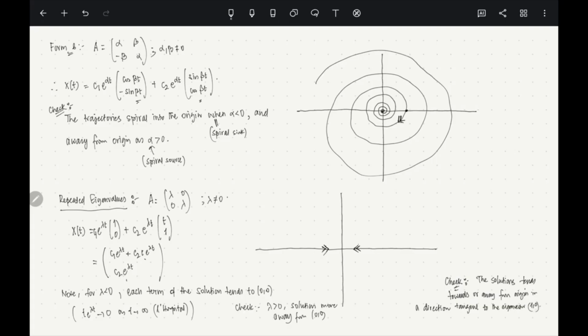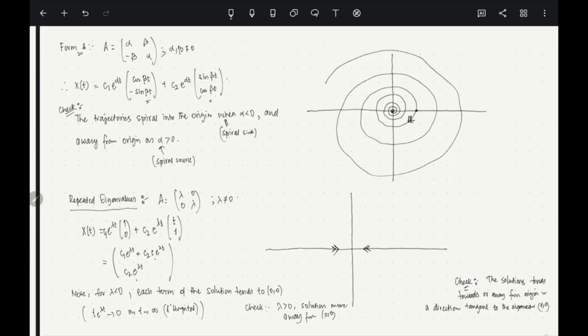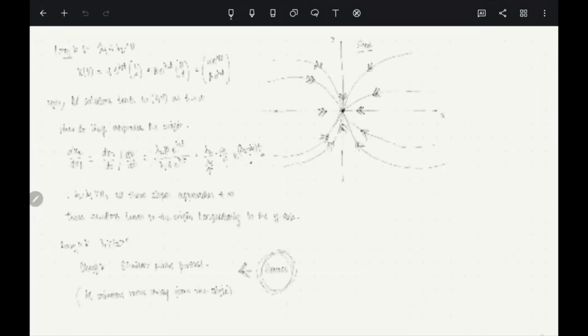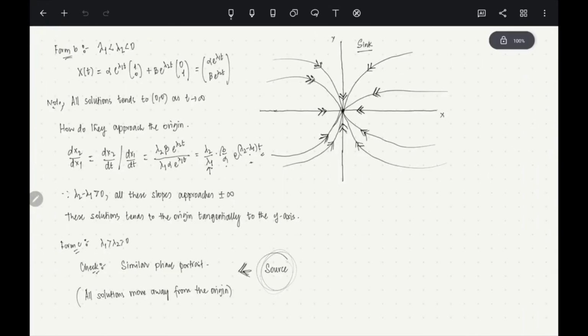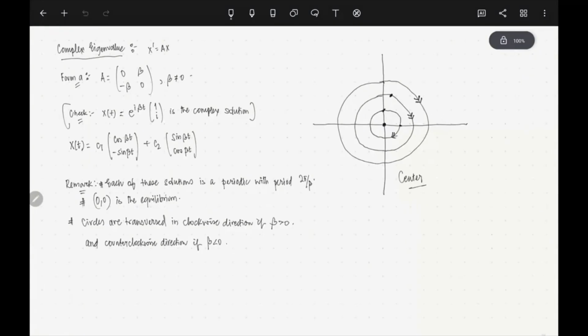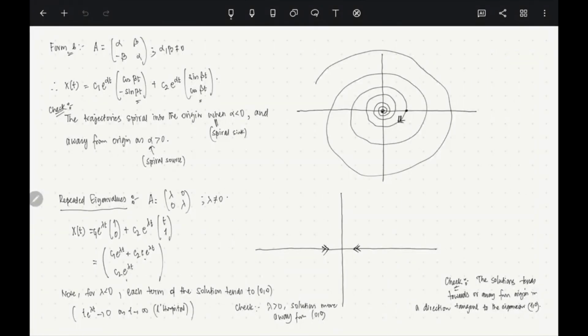Okay, how am I getting this? You remember we did this analysis initially in the first case, the slope analysis. You also do this slope analysis here. Please do this part. You do this slope analysis and show that the solution's direction is tangent to the eigenvector 1, 0. So basically tangent to the x-axis.